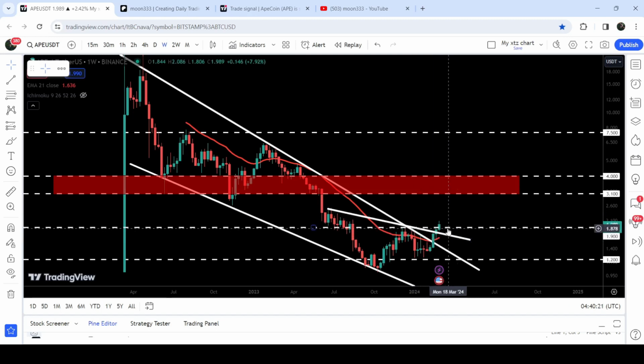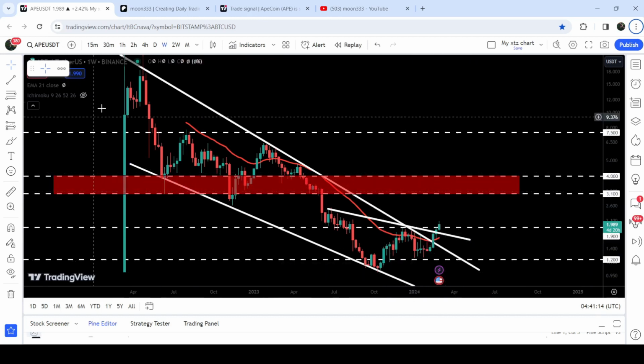And after breaking out this resistance, there will be a very high probability that soon the price line may reach this major and very strong long-term resistance that starts from $3.10 and goes to $4. And after breaking out this resistance, it can start a very massive and long-term bull rally.